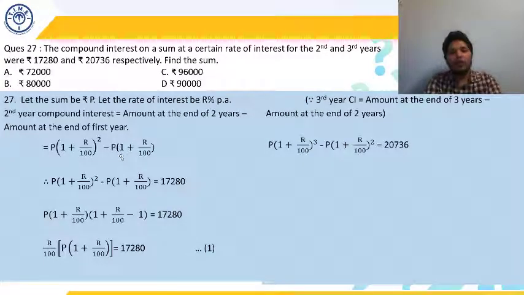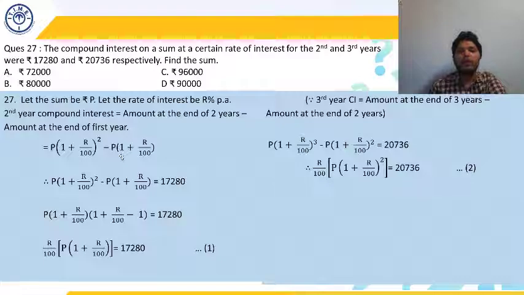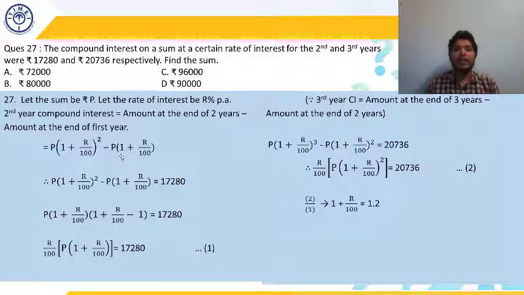So again we can take P into (1 + R/100)^2 common. What will be left out? 1 plus R/100 minus 1, and the 1 will get cancelled out, we will be left with R/100. So it is going to be R/100 into P into (1 + R/100)^2, which is 20736. So if we divide the second equation by the first, P into (1 + R/100) will get cancelled out, R/100 will get cancelled out, and we will be left with only 1 + R/100, which is 20736 divided by 17280, which is 1.2. So 1.2 minus 1 is 0.2. So R/100 is 0.2, or R is equal to 20%.